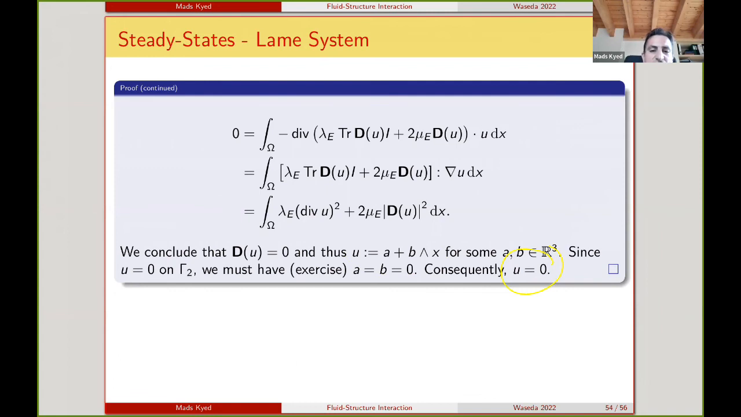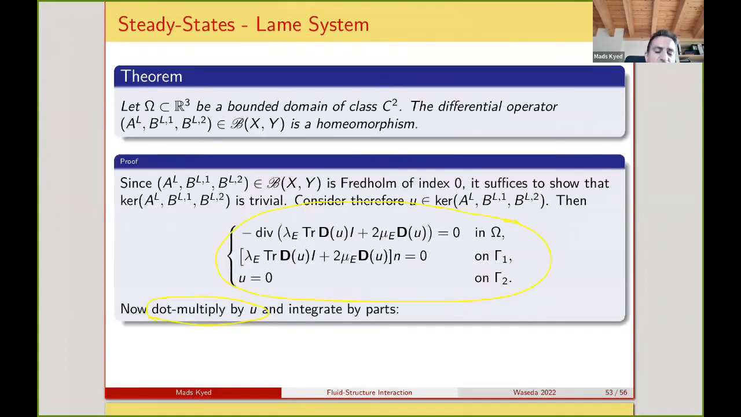So what I show here is that the kernel of the Lamé operator is trivial. I know that my Lamé operator in the Hilbert space setting is Fredholm of index 0. I know that the kernel of my operator in this Hilbert space setting is trivial. So in the Hilbert space setting, it is a homeomorphism.